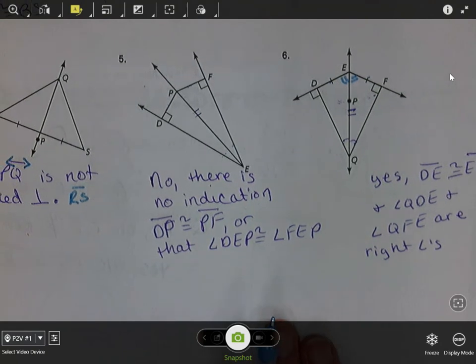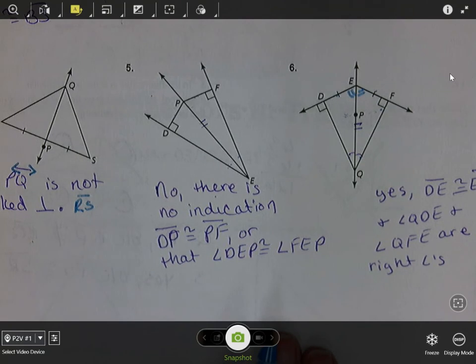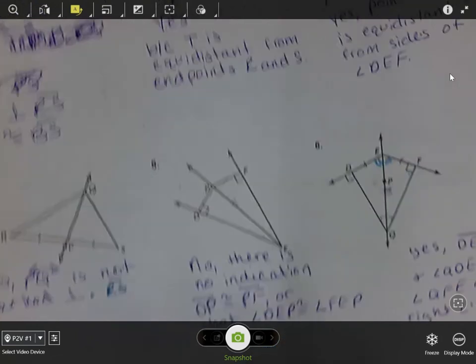Okay. What questions do you have for me on the front page? Or on how to determine if something's an angle bisector or a perpendicular bisector? Okay, all right, turn over to the back page.